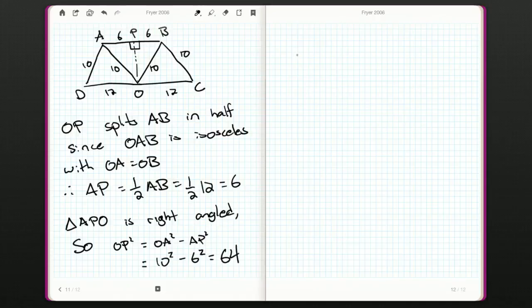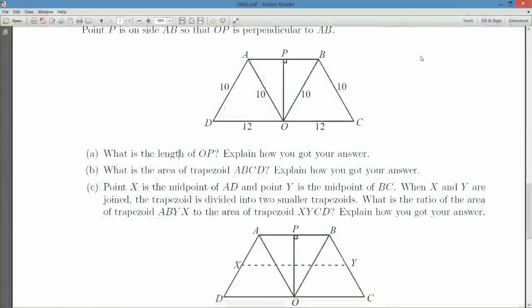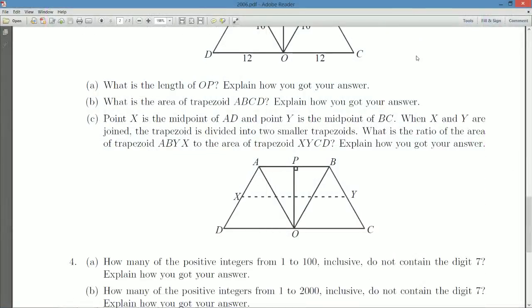No, I guess we need to explain our answers. I was thinking for a second it might be a light bulb question, but they didn't introduce those for a couple years. So we do actually need to explain what we're doing. So OP is equal to the square root of 64, which is equal to 8. And we've explained how we got our final answer of 8. So that was A part.